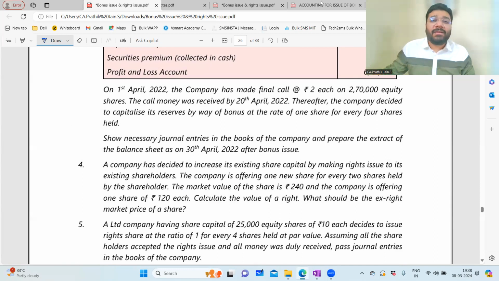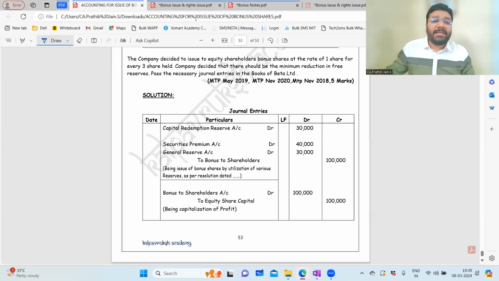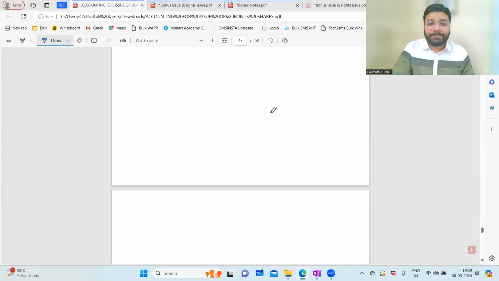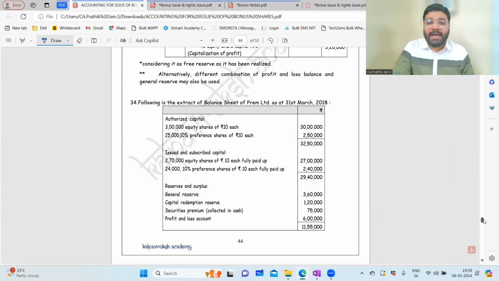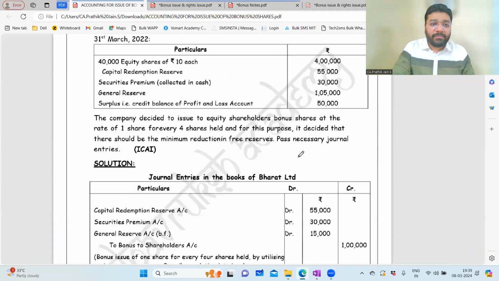I'll be sending this scanner to all of you. There's one scanner that has been prepared and given to all of you. So what is this scanner? This is a PDF where I'm doing.